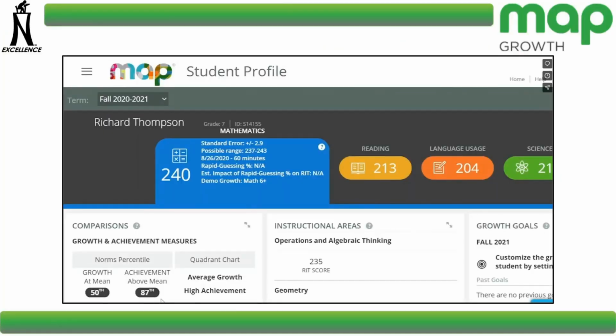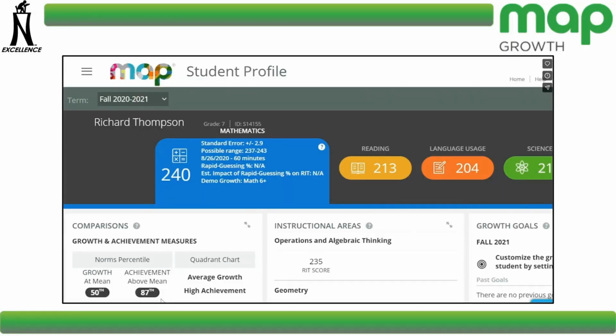So your student profile is going to look as such. As you notice, currently we're looking at mathematics, but it also shows reading, language, and science as well. All those are areas tested at different grade levels. You can also click those. They'll access different areas of that student. Here we have Richard Thompson, who's grade 7, and it'll show you exactly where they scored.